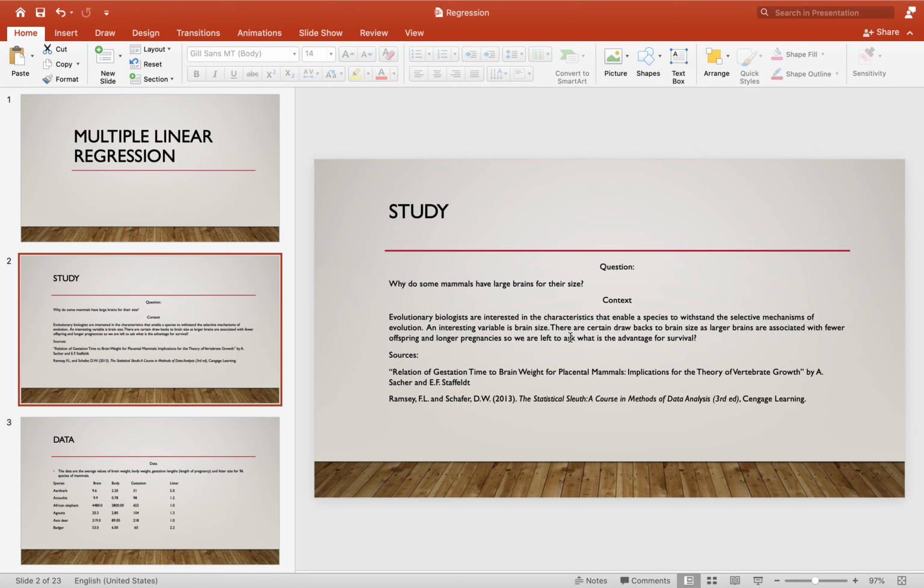Okay. And this question relates to the context of evolutionary biologists who are interested in the characteristics that enable a species to withstand selective mechanisms of evolution. And an interesting variable is the brain size. Okay. Why is that useful for survival, for instance, might be one main question.